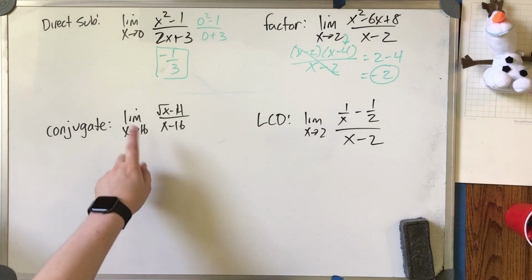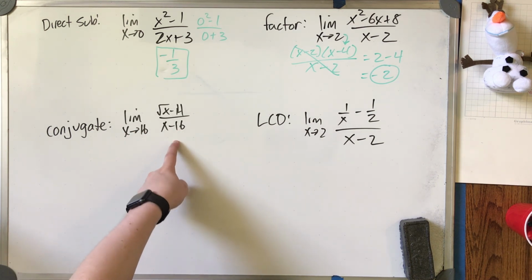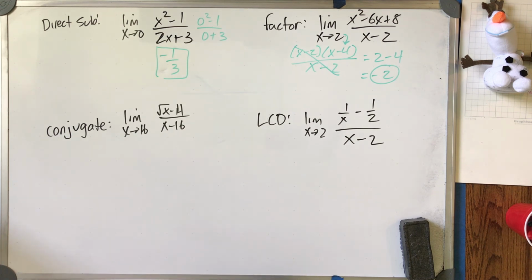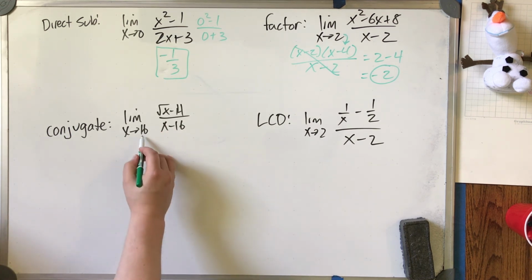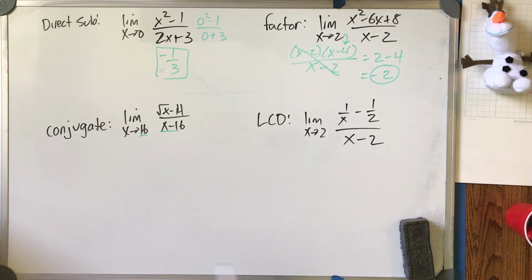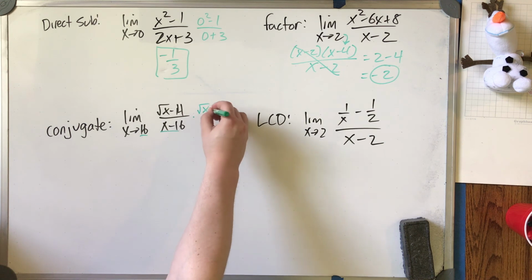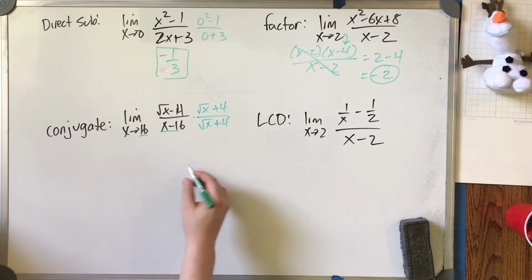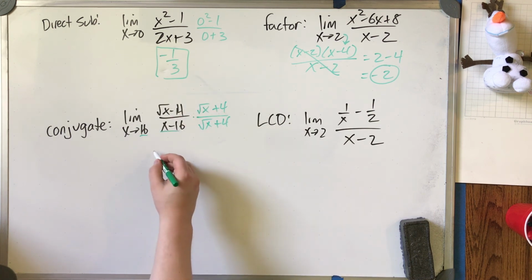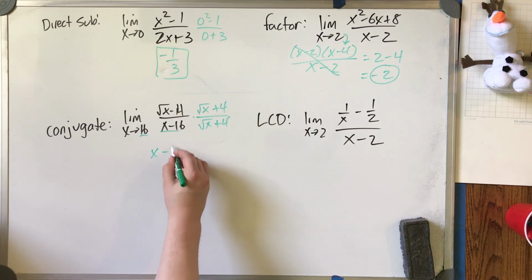For this one, again, we'll try direct substitution. You can technically factor this, but most people don't recognize how to factor it. So we'll just view this as a conjugate method. But if I plug in 16, I get 0 in the bottom. So I'm not allowed to do direct substitution. I will multiply top and bottom by the conjugate. So that's the square root of x plus 4, top and bottom. On top, I'm going to get x minus 16.